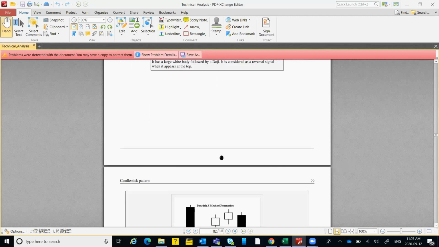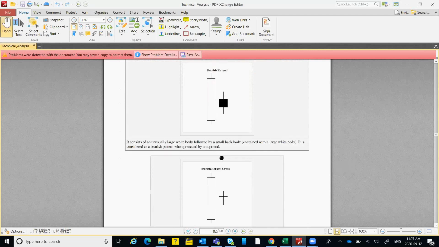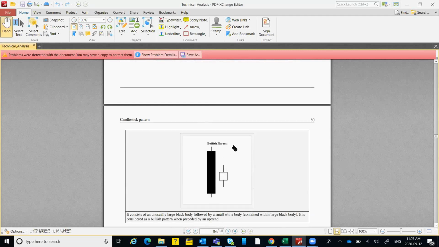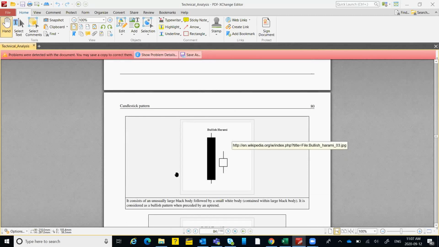So if we go to the other side, then the bullish pattern, the bullish harami candle, is like a large black body. And then we get a small white body, which will be within the range of the black body. Opening and closing are within the opening and closing of this black body. So this is considered a bullish pattern.